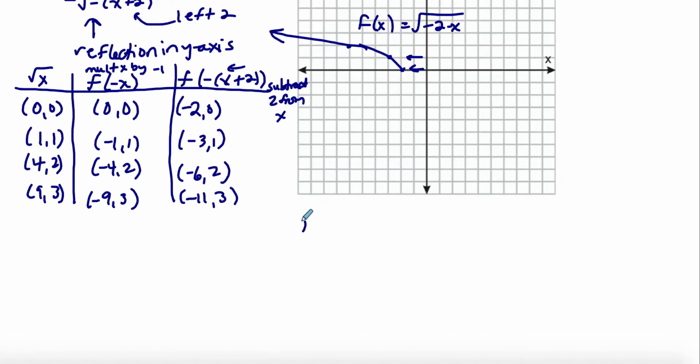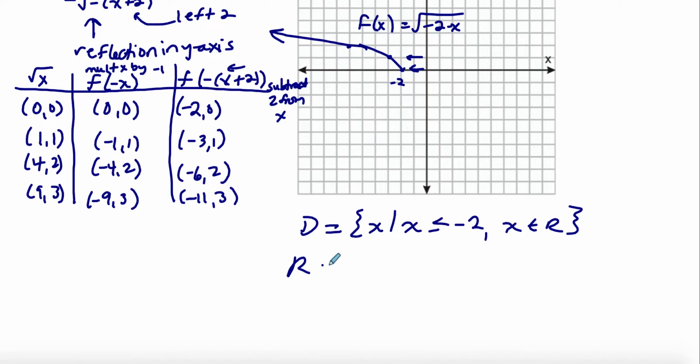And then the domain for this function is going to go anywhere to the left as long as it starts, it's anything less than or equal to -2. So the set of x such that x is less than or equal to -2, and x is an element of all real numbers. And then the range, again, it looks like 0, anything up from 0. So y such that y is anything greater than or equal to 0, and y is an element of all real numbers.